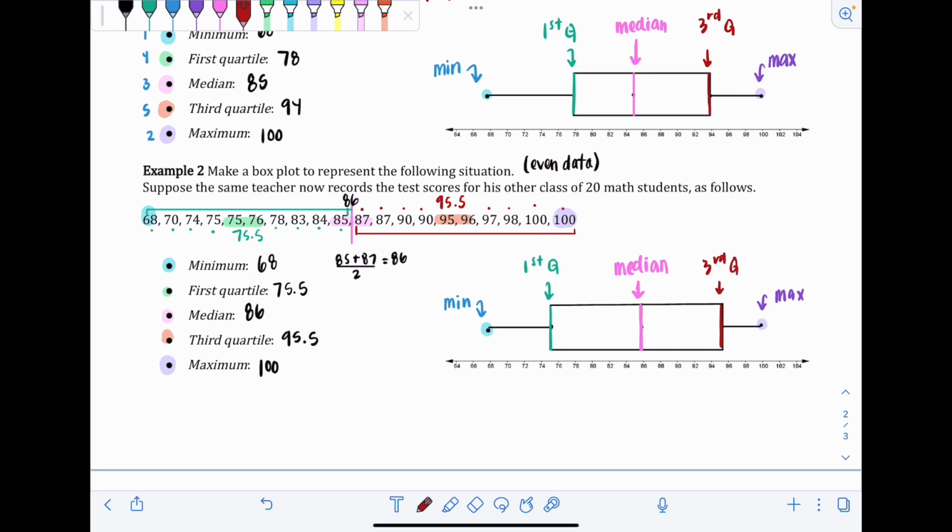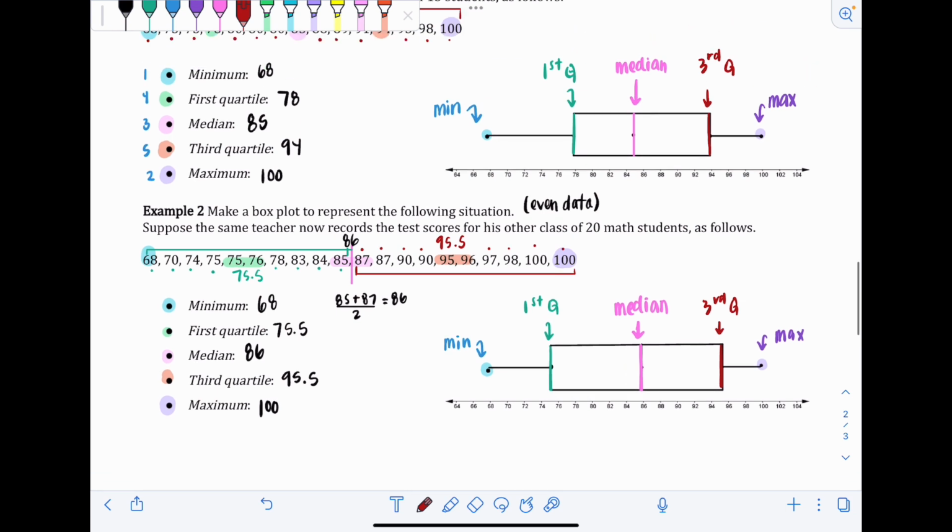And then you can see we have another box plot completed. It's structured the same as our first example. It just looks a little bit different because we had different data sets in there.